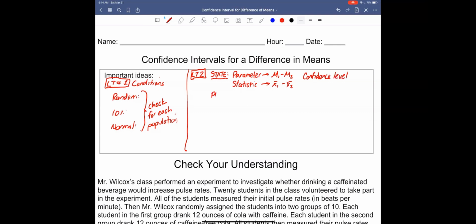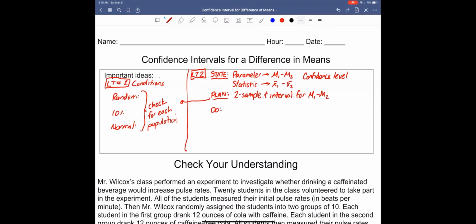In the plan, we need to start by identifying the inference procedure. So this is going to be called a 2-sample t interval for mu1 minus mu2. Now, in terms of the conditions, we just talked about those conditions there. Those should also be included in the plan.